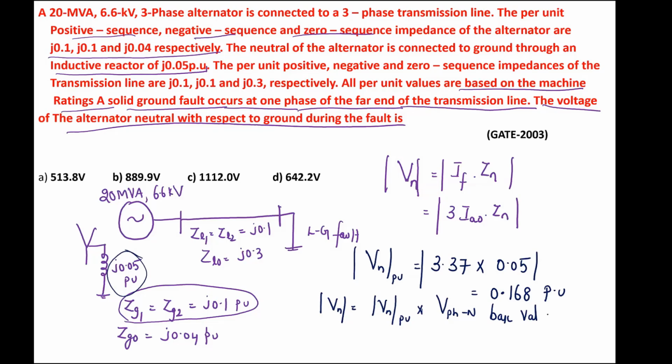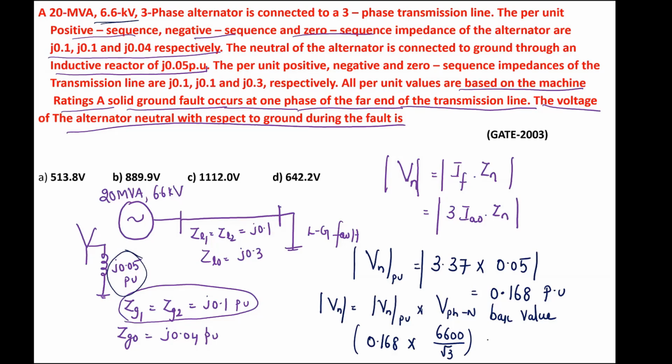You should not multiply with the line to line base value. You have to multiply with the phase to neutral base value to get the voltage of the neutral. Okay. So 0.168 multiplied by the line to line base voltage, which is 6.6 kV. Phase to neutral base voltage will become 6.6 kV divided by root 3.